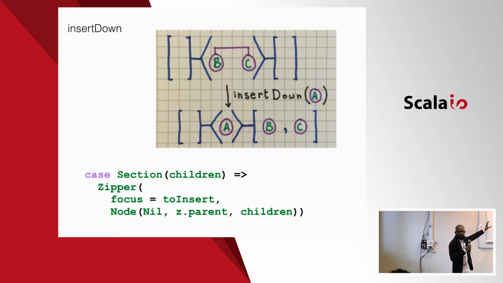Again, I'm not going to go over the code for each of these, but you can see that it's still an order 1 operation. It's just like adding a new reference and moving some references around. Yeah, so the new focus becomes the one that's to be inserted, and the children of the section that you're inserting into become the list of rights.